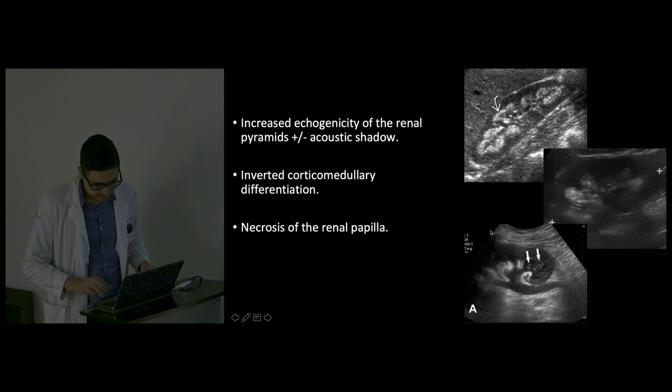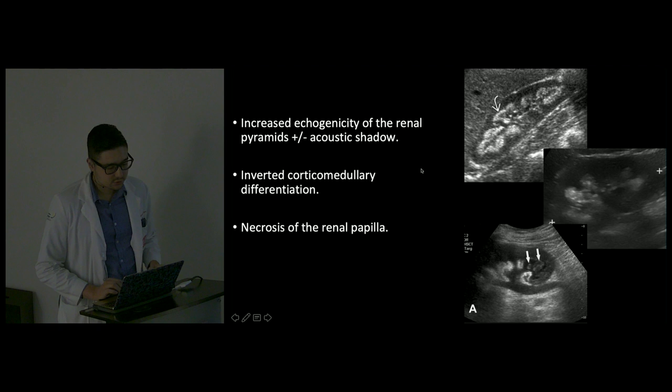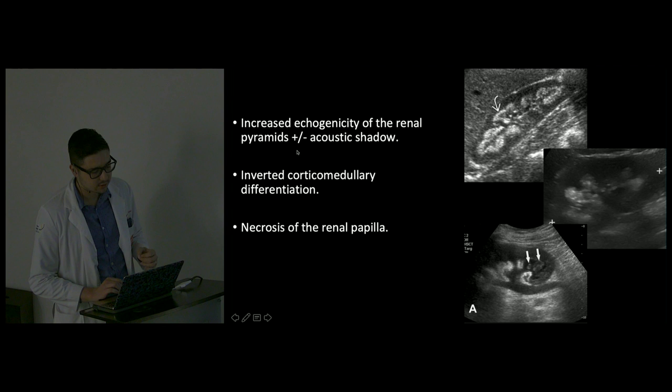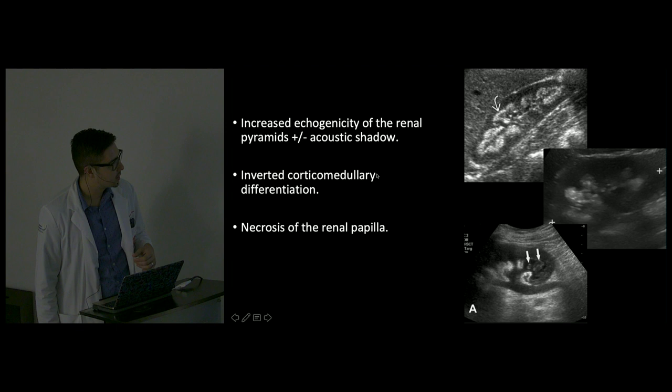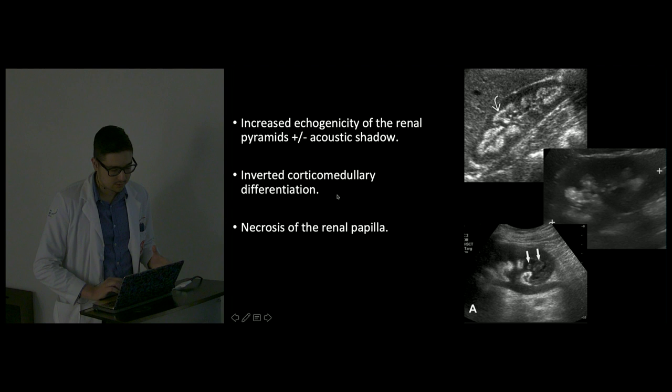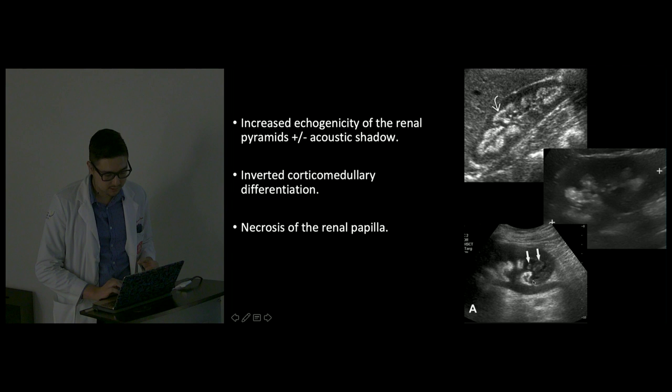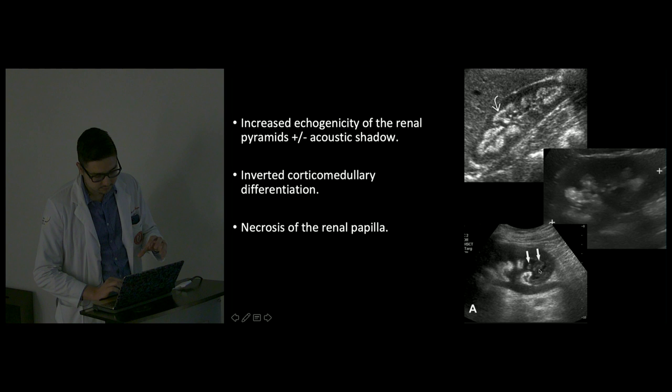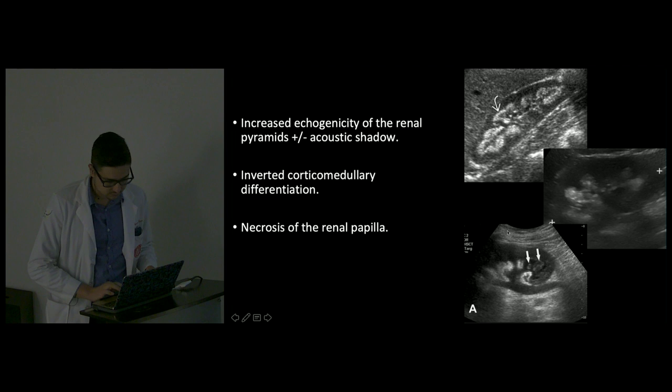What are the findings in ultrasound? Like our patient, we can find an increased echogenicity of the renal pyramids. In the early stage, there will be no acoustic shadowing, but as time passes, the amount of calcium will start to cause acoustic shadowing. We also have an inverted corticomedullary differentiation. And there can also be necrosis of the renal papilla, like this example here. It presents as a papillary edema, cavitation, and we can see that the papilla is falling, or it can be torn and cause obstruction.